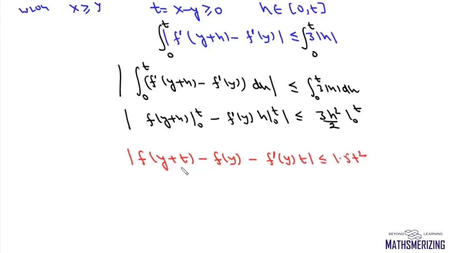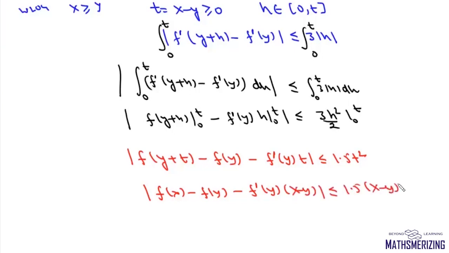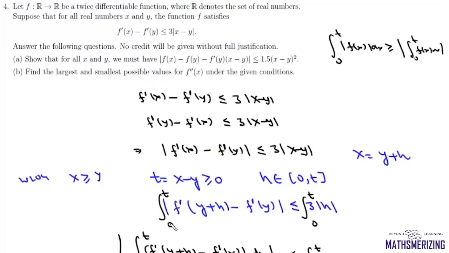Now t is x minus y. If we put x minus y, it will be mod of fx minus fy minus f dash y into x minus y will be less than or equal to 1.5 x minus y square, and this is what we need to prove. Mod of fx minus fy minus f dash y x minus y is less than or equal to 1.5 x minus y square.